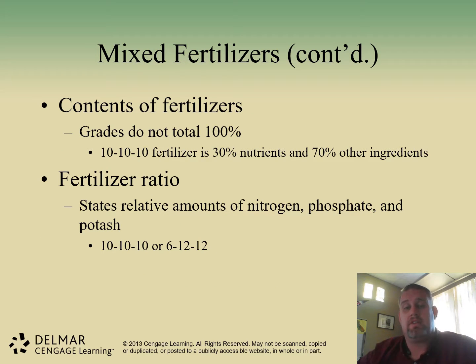Typically, the contents of the fertilizers do not equal 100. As I've shown you, the last two examples: triple 15 is approximately 45% of the total fertilizer, and 6-20-20 is 46%, so that's 46% nutrients and 54% other ingredients. Whereas in this example on the screen here is triple 10, and so that means there's 70% other ingredients, and typically those are binders or slow release agents. Sometimes they're wetting agents to help get those nutrients into certain areas.